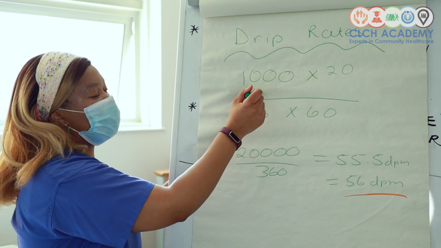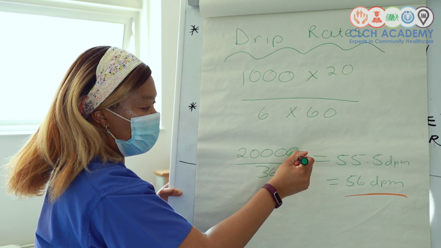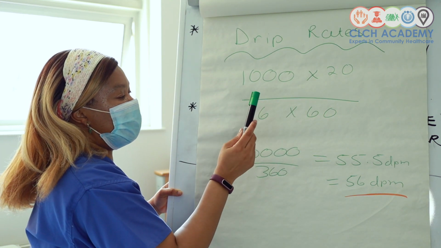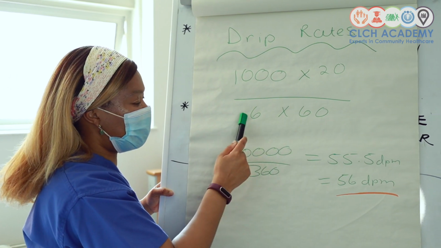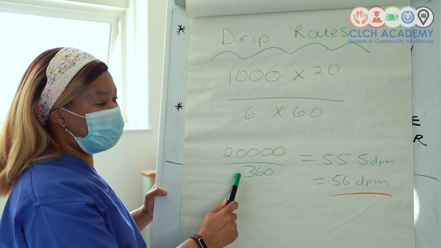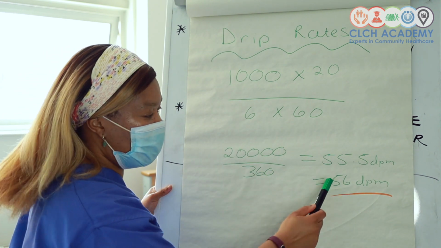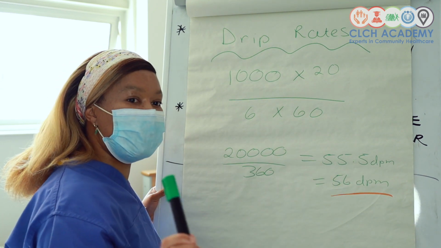So my volume times the drop factor first will give me 20,000. And then my time times the number of minutes in an hour, to convert that to minutes, giving me 360 minutes. And then dividing by that, which will give me the answer 55.55555 recurring.